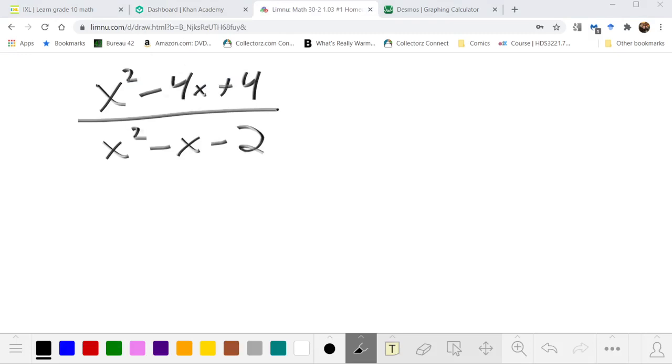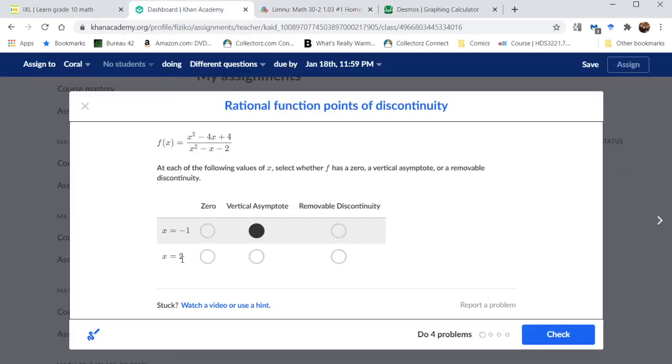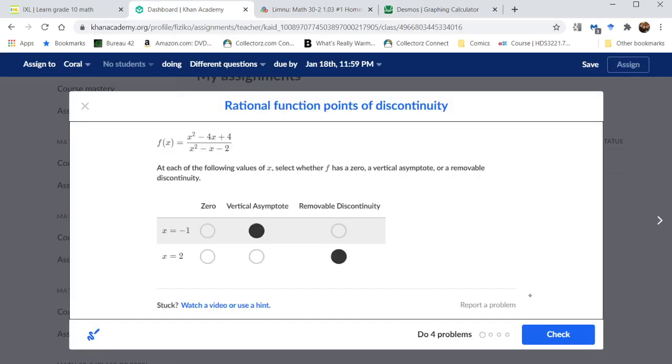So in this case, we have x squared minus 4x plus 4 over x squared minus x minus 2. When we fully factor the numerator, we get (x minus 2) squared. When we fully factor the denominator, we get (x minus 2)(x plus 1). So the x minus 2 term cancels, which means before the cancellation, dividing by 0 would occur when x equals 2. This was a discontinuity, which means our x equals 2 is not just the 0 that we see in the graph, but it is in fact a removable discontinuity.